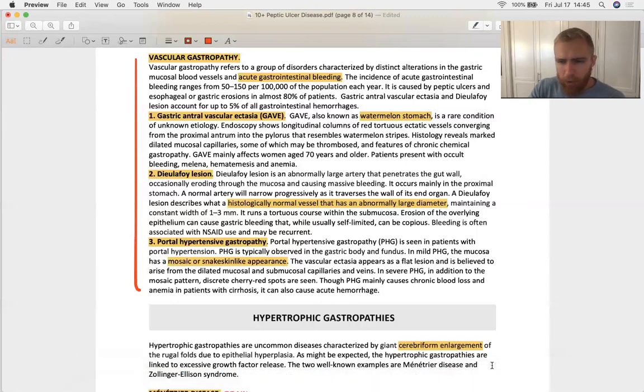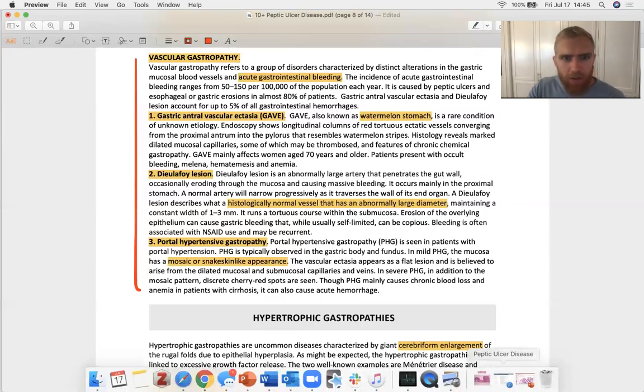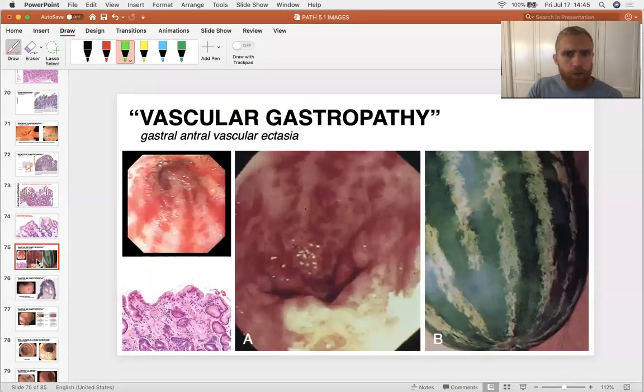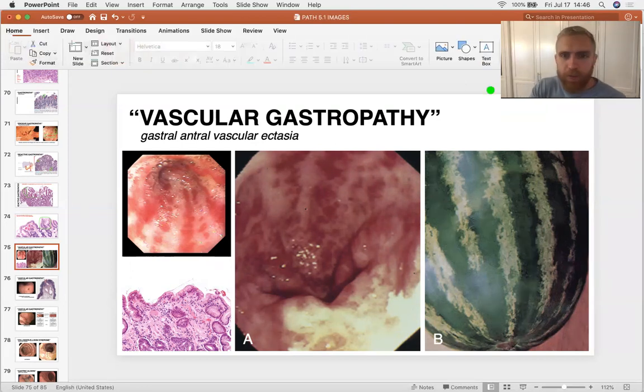So let's start by looking at these pathologies. First, we have our gastric antral vascular ectasia, and this is also called watermelon stomach. An ectasia is like a dilation of a vessel, and so antral ectasia is dilation of blood vessels in the antrum of the stomach. Specifically, I believe it's going to be dilation of mostly capillaries.